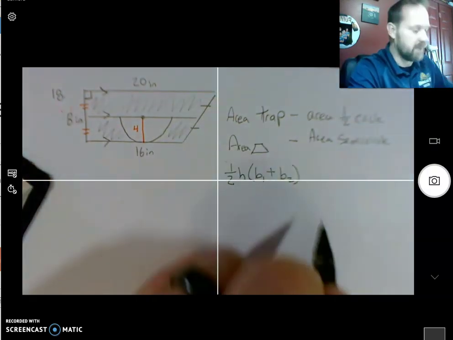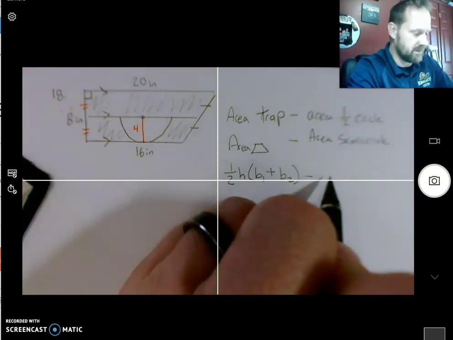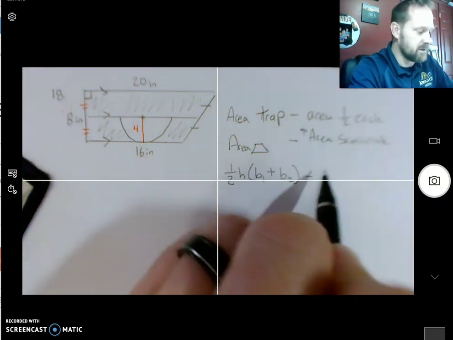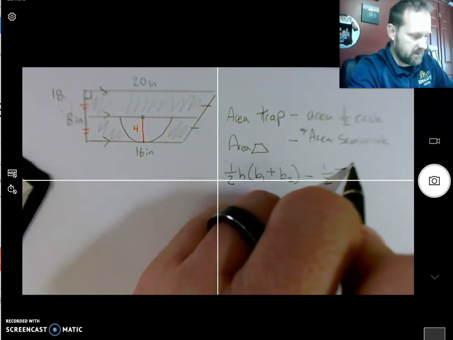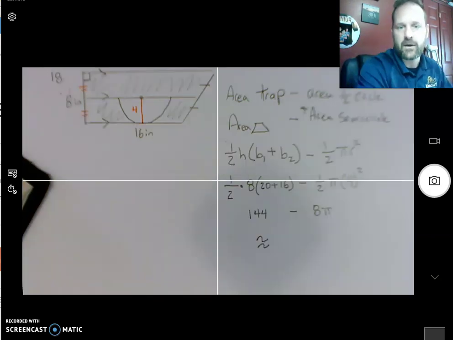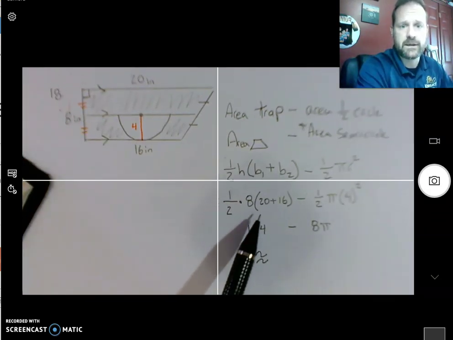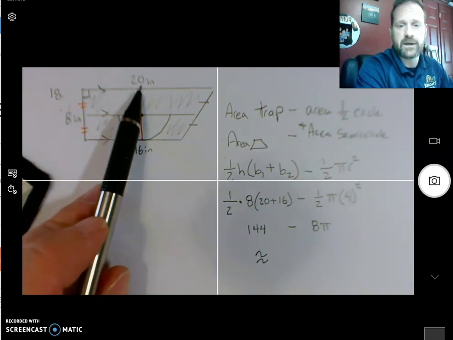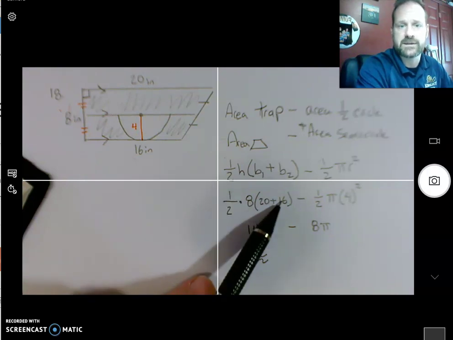Okay, minus, all right, area of a semicircle. Well, semicircle is 1/2 pi r squared. Okay, so plugging in the parts. Let's see. So base 1, that's 20. Doesn't matter which one you put where. Addition's commutative. Base 2 is 16.